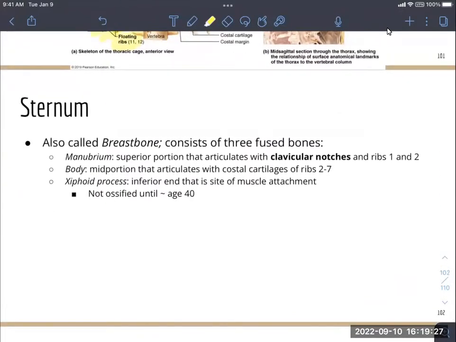Our sternum, also known as the breastbone, is made up of 3 bones. We have our manubrium, which is the top bone, and it has clavicular notches because it articulates with the clavicle, or your collarbones, and the first 2 ribs. We have the body, which articulates with ribs 2 through 7. And then the last part is the xiphoid process, the point at the bottom. That doesn't ossify till 40.